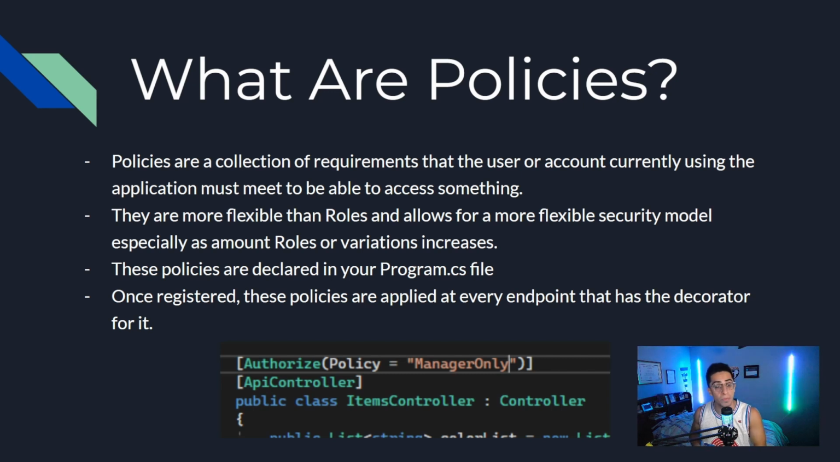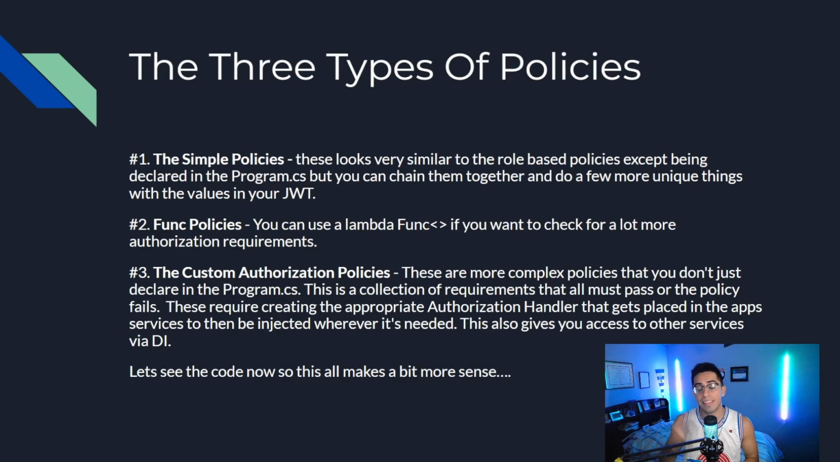They're more flexible, but much more complex than roles, and allow for a more flexible security model, especially as roles or variations and different things that you have to check increases. These policies get declared in your program.cs file, and once registered, these policies are applied at every endpoint that has the decorator for it. As you can see, an example is right there in the slide. So there are actually three types of policies, and I'm going to show you guys in the code all three of these, but I want to explain very quickly what they are.